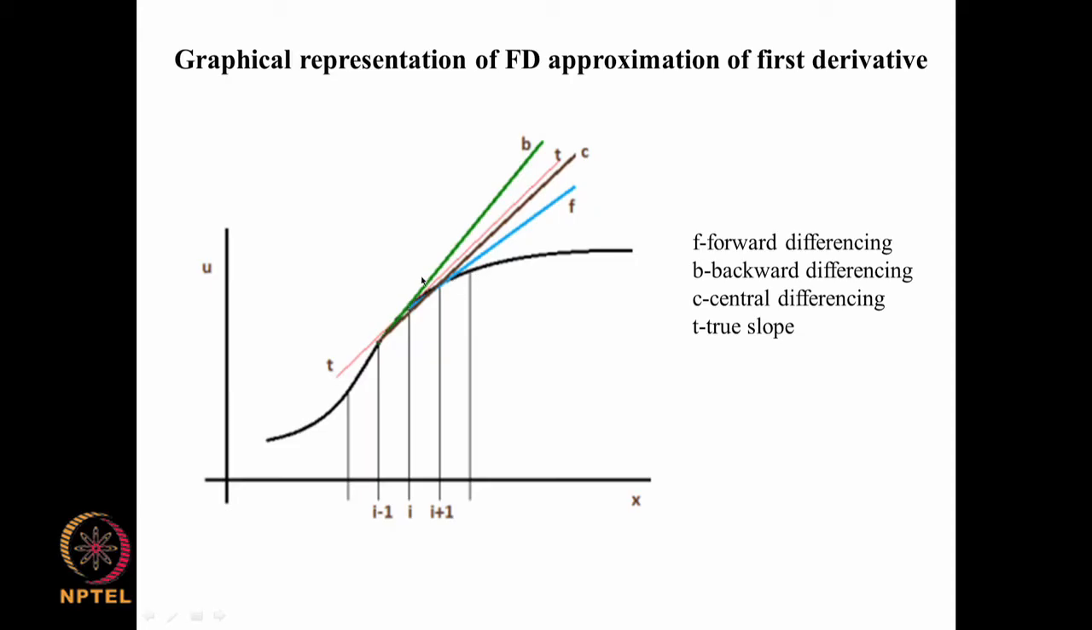If you take i plus 1 or i plus 2, the slope is varying, but at the location i here, the red line is the true slope, the true derivative value at i. Forward differencing is based on the difference between i plus 1 and i. So the value of the function at i and i plus 1, if you join them by a line and then prolong it, you get this blue line. So that is forward differencing, and the slope of this, the angle with respect to the horizontal, is the approximation of the first derivative as given by the forward differencing.